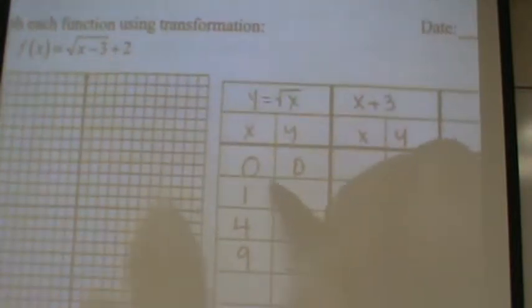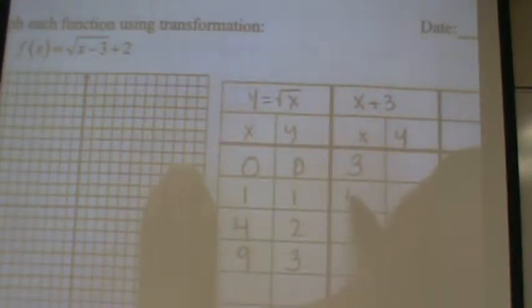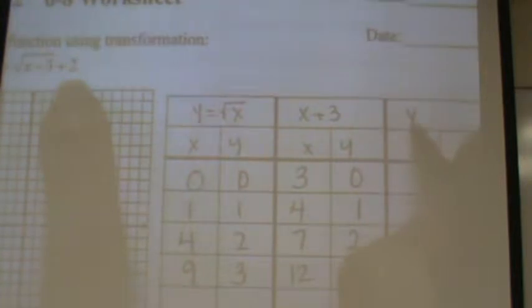So what did you get when you added 3? Can I hear the numbers going down? Add 3 to all these, what'd you get? 3, 4, 7, 12. Good. You keep your y's the same, right? What would be the next operation? You're gonna take your y values and add 2. And what did you get for y's? 2, 3, 4.